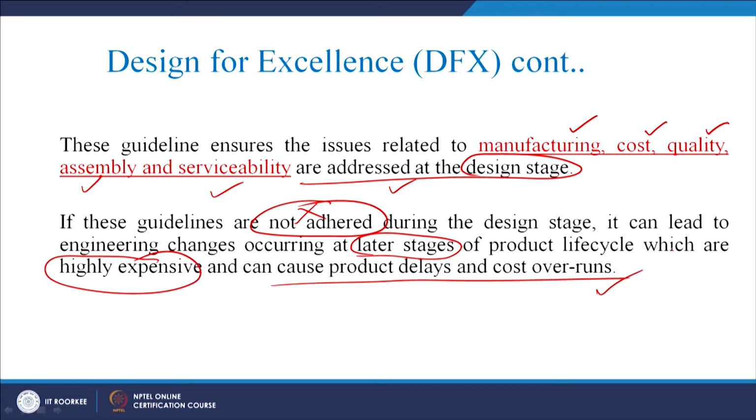Many times in many projects we see that it started with a cost estimation of X crores or X million rupees, but when it was finished, it cost the exchequer X plus delta X or X plus 4 times delta X. So why must that 4 times delta X or delta X be added to X? Only because of the engineering changes or the design changes at the later stage of the product development cycle.